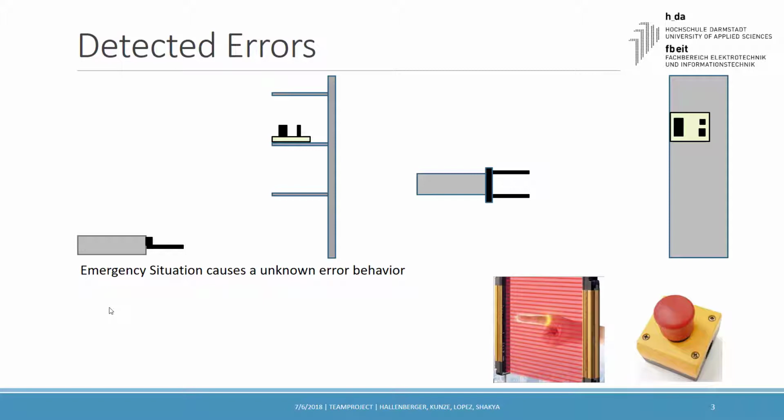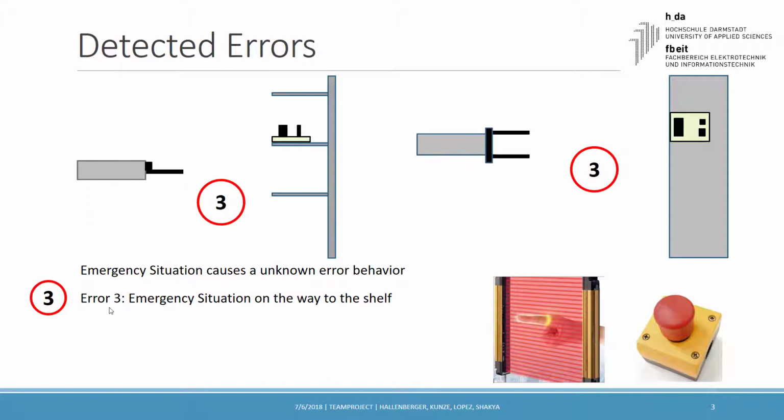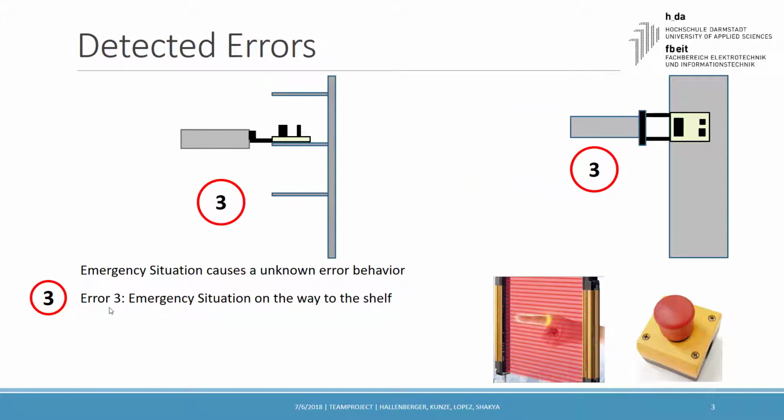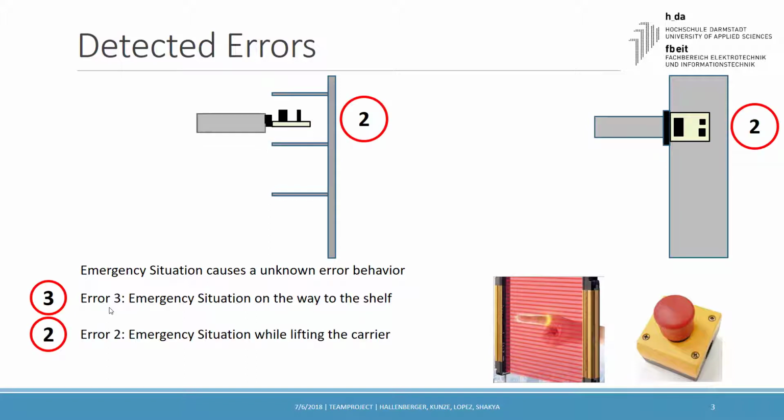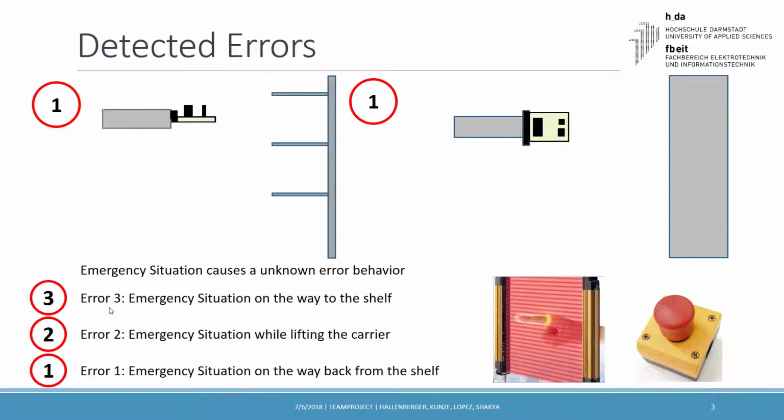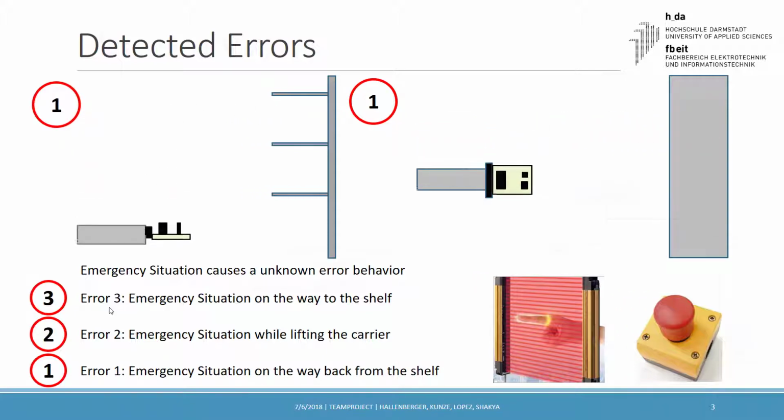To simplify things, unloading is divided into three different errors. Error number 3 can occur during the motion when the fork is shifted from the start position to under the pallet. Error number 2 can occur while lifting the pallet on the fork, and error number 1 can occur during the movement to deposit the pallet on the shuttle.